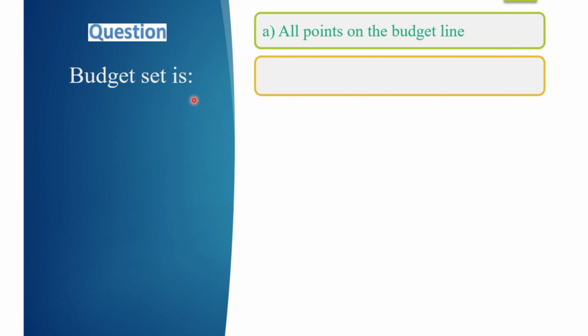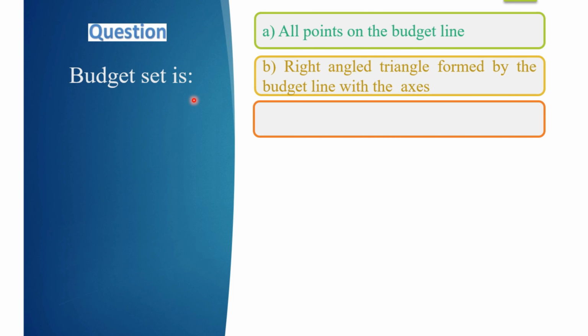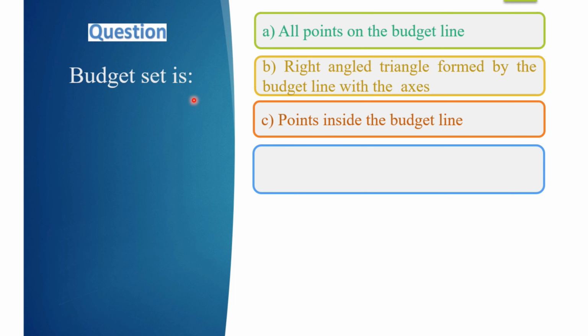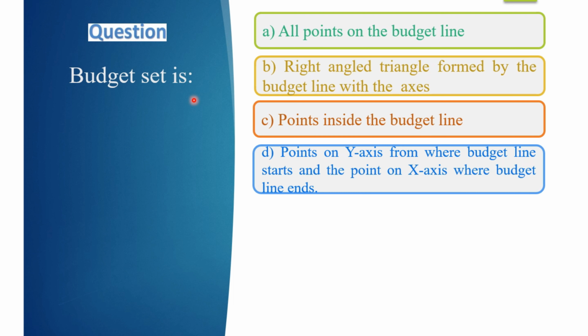option 1, all points on the budget line. Option 2, right angled triangle formed by the budget line with the axis. Option 3, points inside the budget line. Or option D, points on the y-axis from where the budget line starts and the points on the x-axis where the budget line ends. And the correct answer for this question is option B, right angled triangle formed by the budget line with the axis.